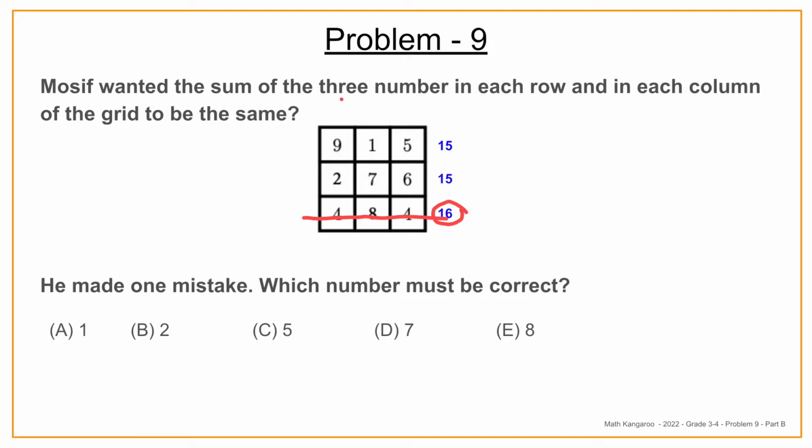Now let us add all the columns. So 9 plus 2 plus 4 gives us 15. Good. 1 plus 7, 8. 8 plus 8 gives us 16. That is another wrong number. 5 plus 6 plus 4 gives us 15. That means the number is 8. So this is our option E. The correct answer is option E.